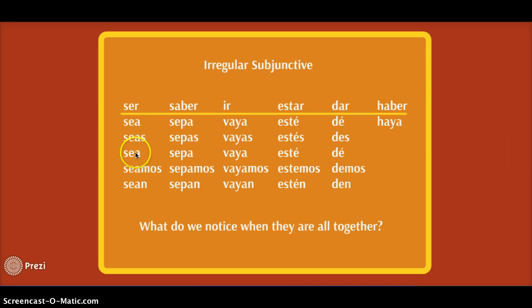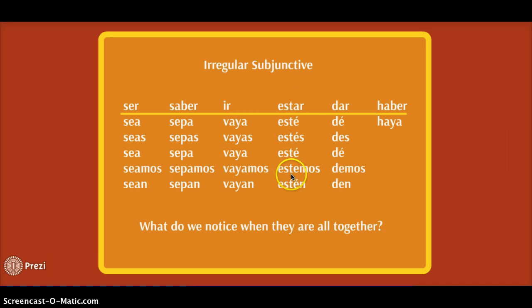So ser, remember, reminds me of the sea or of Sean Connery. Saber was all scrambled up. The A changes with the E and the B goes whoop and turns upside down. Ir, you go voy, so this is all V all the way down.